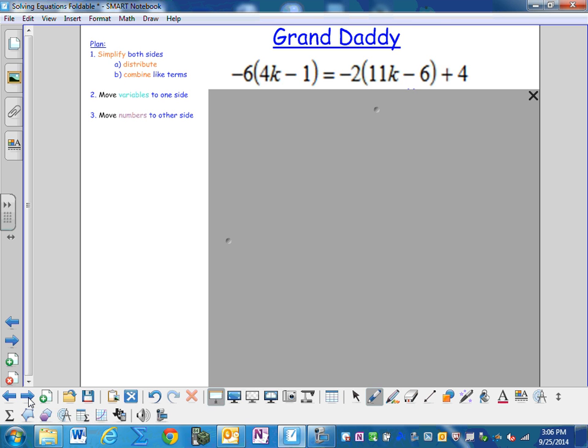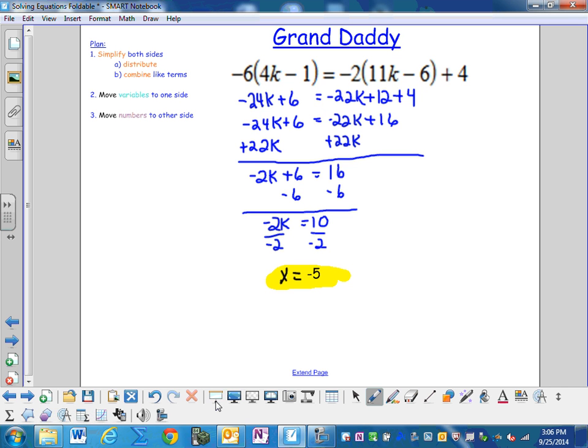And our last example for today we'll call the granddaddy. Again, do this one in your notebook. And x equals -5.